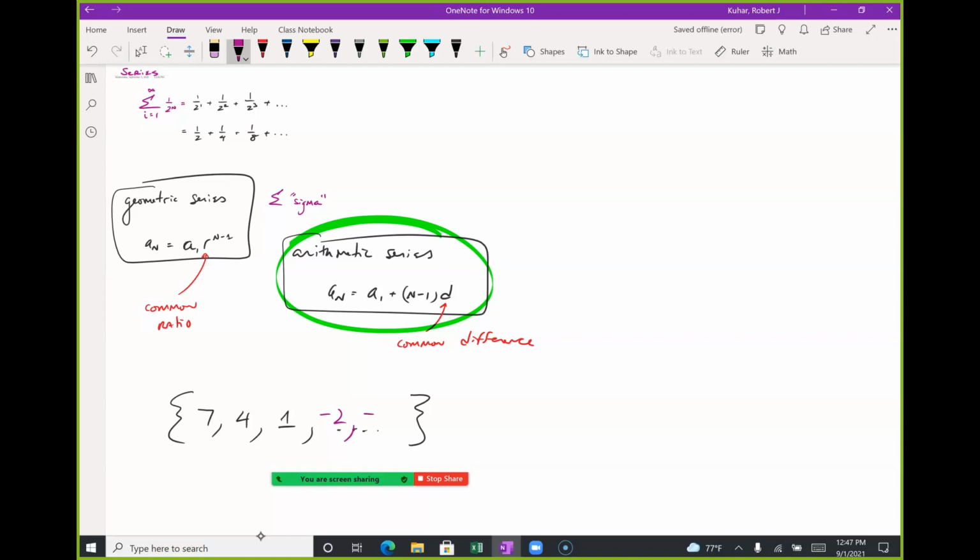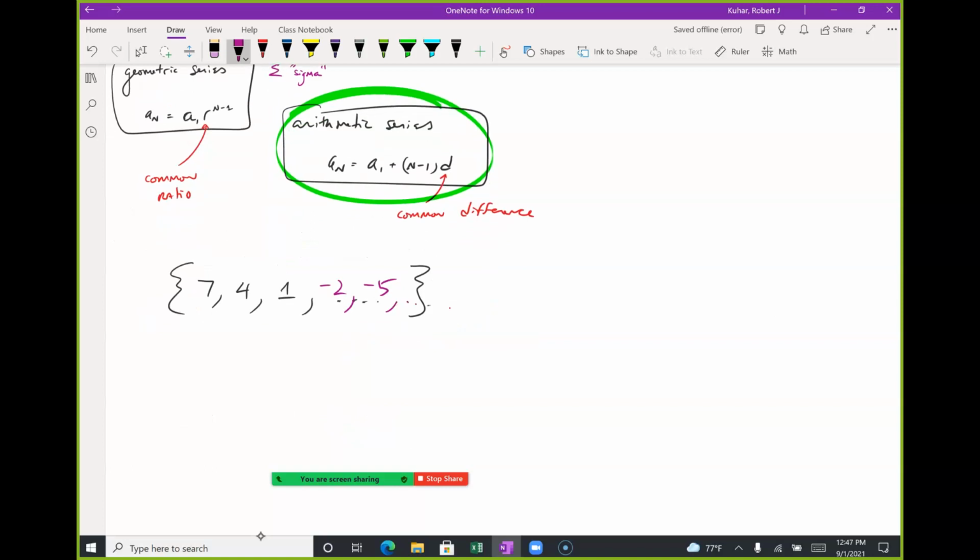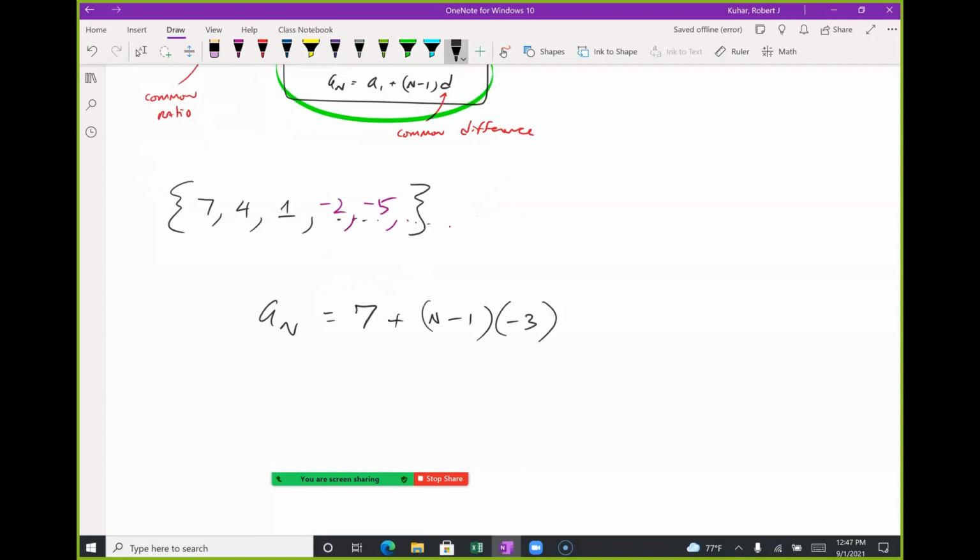-5. -5, yeah. So what am I adding every time is a -3, right? I'm adding a -3 every time. So I know my a sub n here is the first term, 7, plus n minus 1 times that -3. Well, it makes a little bit more sense for me to write it like this, right?